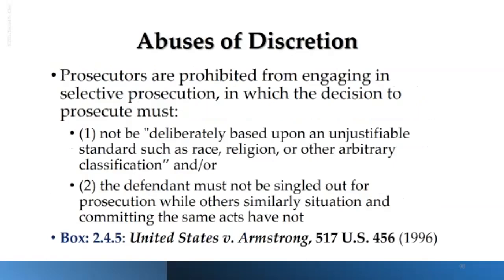Now, that being said, prosecutors are prohibited from engaging in selective prosecution, in which the decision to prosecute must, one, not be deliberately based upon unjustifiable standards such as race, religion, or other arbitrary classification. So basically, if I decide to prosecute all Black people for possession of marijuana, but not all white people for possession of marijuana, I've hit the first prong. I can't do that. That is a prohibition. Two, the defendant must not be singled out for prosecution while others in similar situations committing the same acts have not.